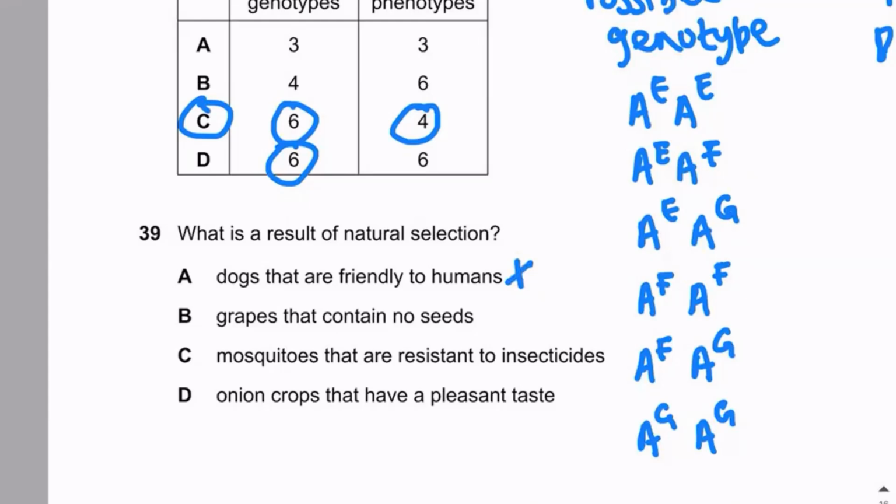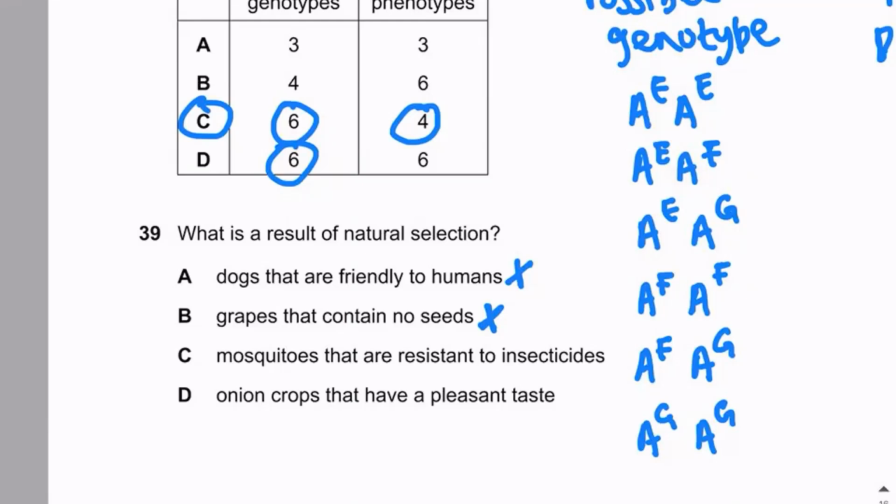Grapes that contain no seeds. Guys, to produce grapes without seeds, we need asexual reproduction, because for sexual reproduction, seeds will always be produced. So grapes that contain no seeds is an example of asexual reproduction. We are producing grapes asexually. And whenever we talk about natural selection and artificial selection, there is always sexual reproduction. Always remember that. Natural selection and artificial selection can occur by sexual reproduction, never by asexual.